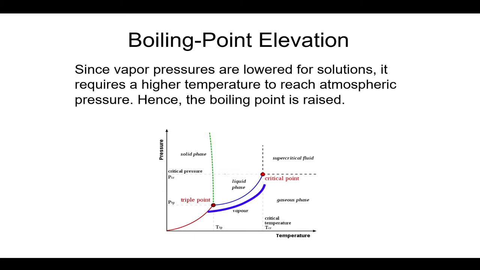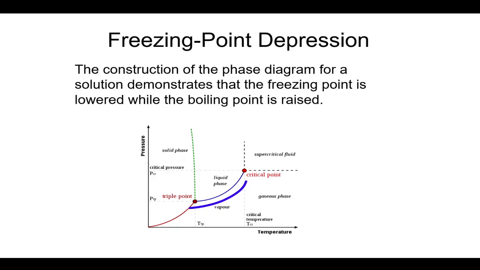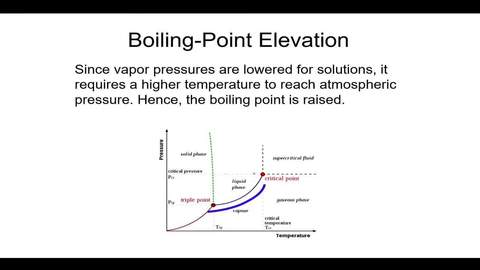78.8 grams should be the answer. Now, the two resulting properties that are affected here are boiling point elevation and freezing point depression. And we can go back and look at our phase diagrams, which we've covered in a previous lecture, to see why this is the case.